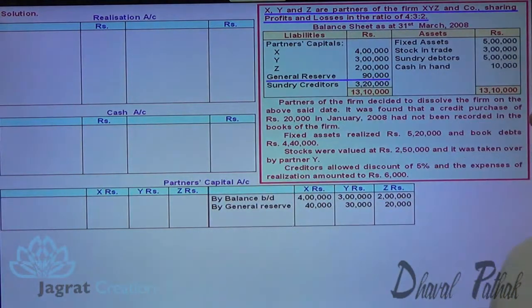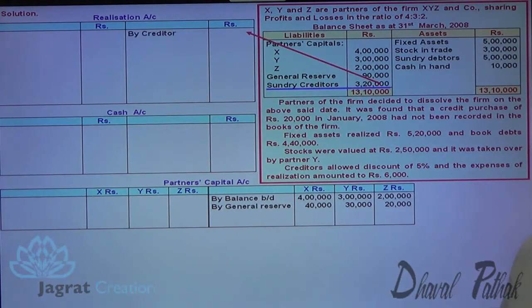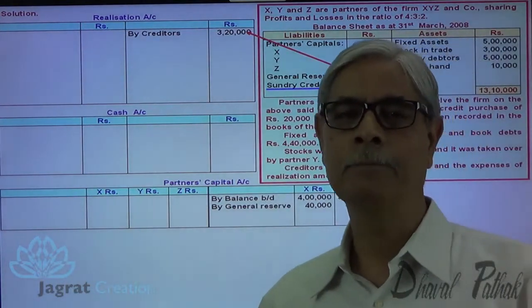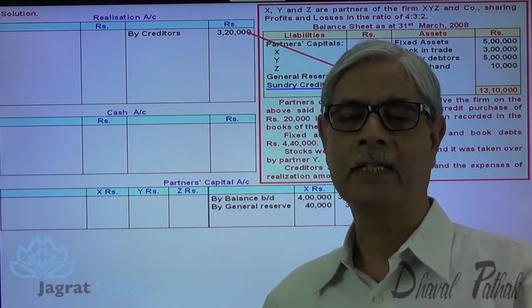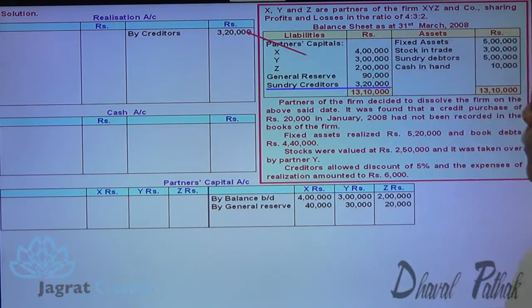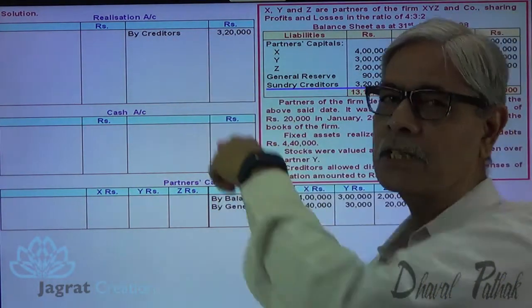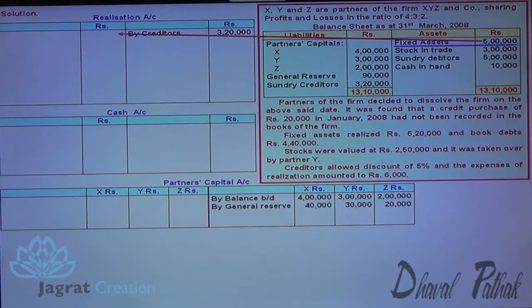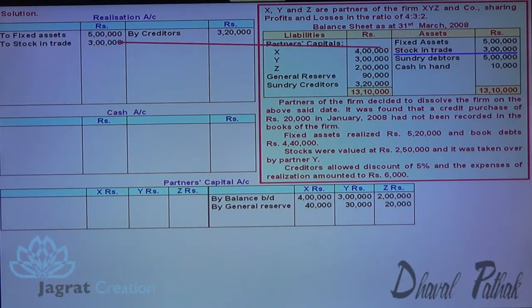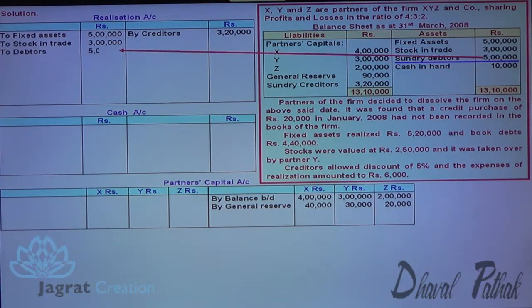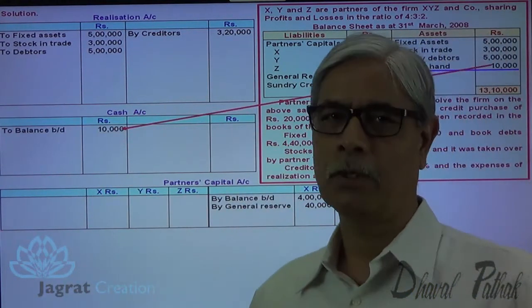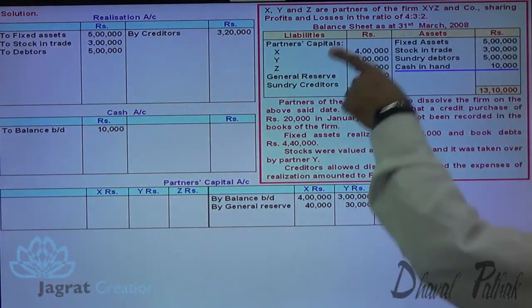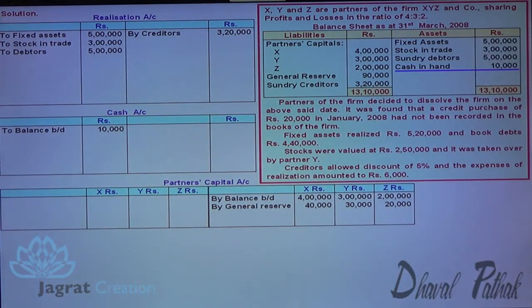The balance of creditors will be transferred to the credit side of realization account because this is the liability that we are required to settle at the time of dissolution of a partnership firm. All the assets to be realized are transferred to the debit side of realization account. So fixed assets, realization account debit, stock in trade, realization account debit, sundry debtors, realization account debit, cash in hand will be recorded as opening balance in cash account. So details of the balance sheet are copied.